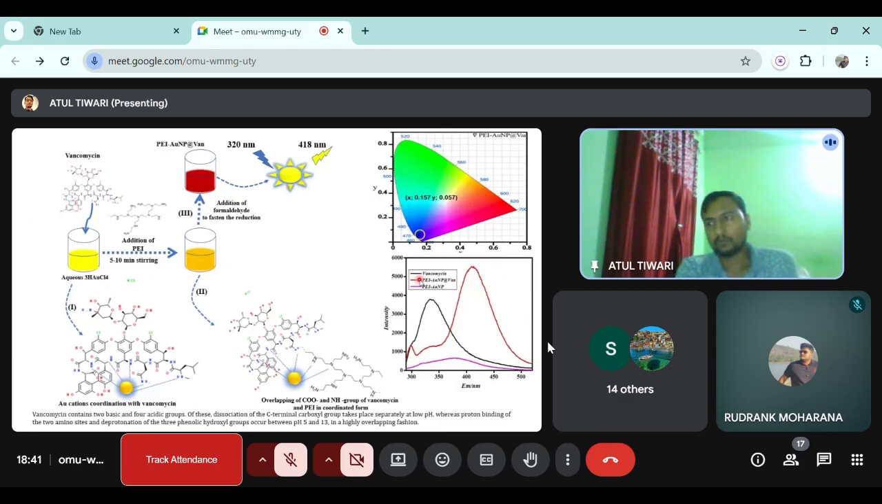Vancomycin is a glycopeptide, and intrinsically it is itself a fluorescent molecule. A lot of work has been done to differentiate between gram-positive and gram-negative bacteria, and for diagnosis, using vancomycin's intrinsic fluorescence. Here you can see that after conjugation of vancomycin with gold nanoparticles, the fluorescence of the nanoparticle is significantly enhanced. Here you can see the spectrum, the color of the nanoparticle, and its emission range after conjugation of vancomycin.